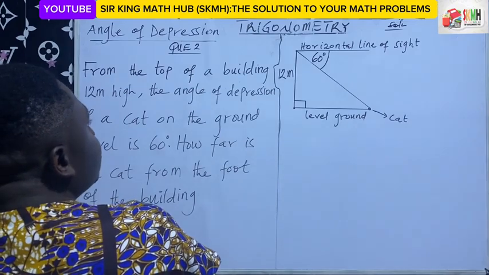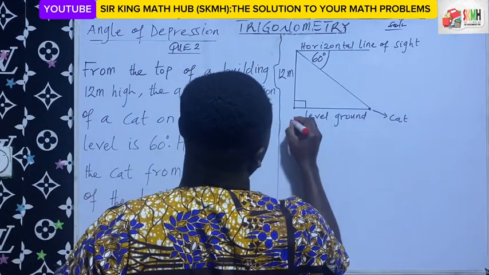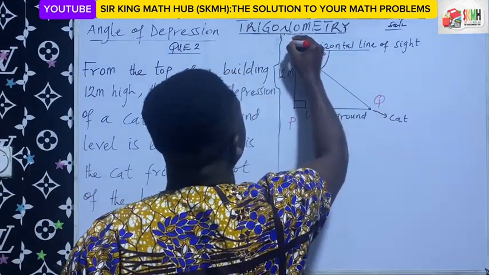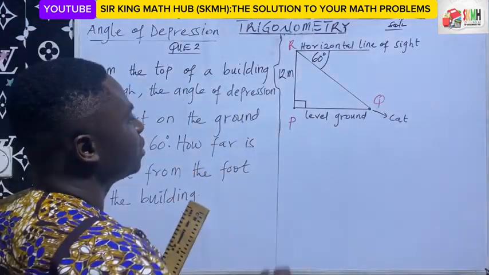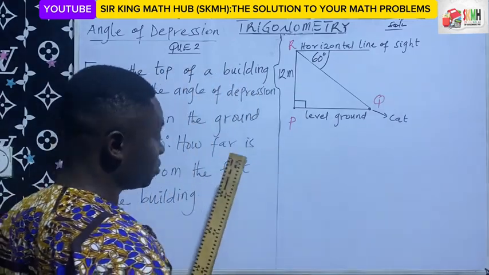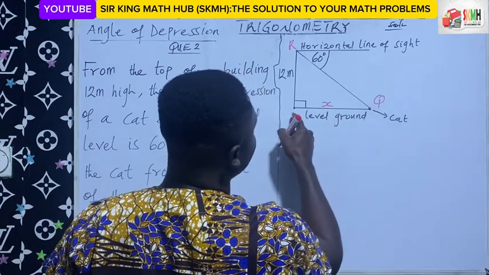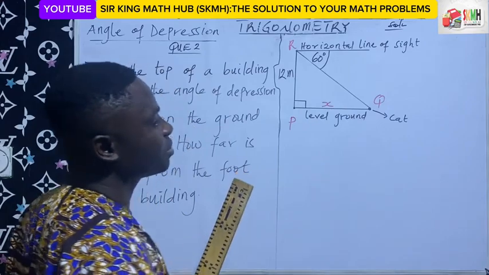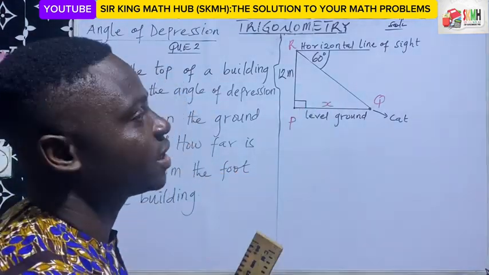So let's label it triangle PQR. So that is what we have done. And how then do we calculate this distance? I'm representing the distance here as x. That is the distance of the cut from the foot of the building as x. So now let's identify the sides of this right angle triangle.